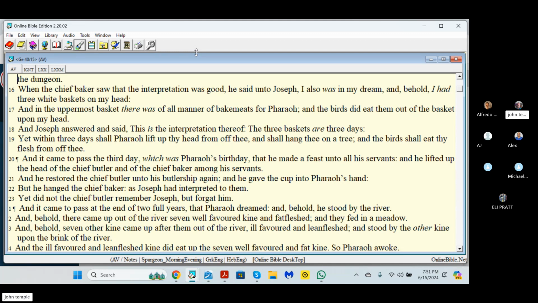And Joseph answered, "This is the interpretation. The three baskets are three days. And within three days, Pharaoh shall lift up thy head from off thee, and shall hang thee on a tree, and the birds shall eat thy flesh from off thee." Oh man, how come I didn't get what the butler had? That's wild.